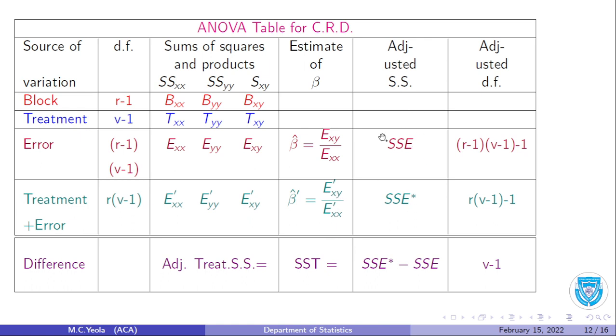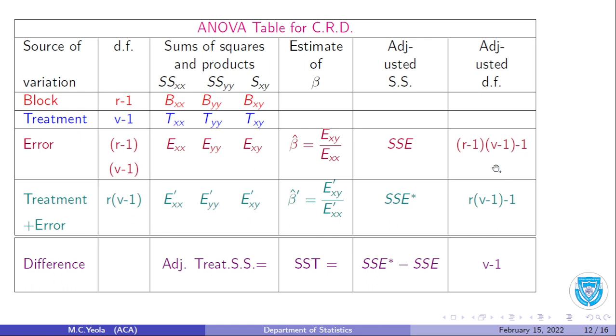Here the adjusted sum of squares we call SSE star, and the adjusted degrees of freedom for error is this, because we have estimated one more parameter, beta, so 1 degree of freedom gets reduced here. So it is R minus 1 into V minus 1, minus 1. The actual degrees of freedom is this, but because we have estimated one more parameter, beta, 1 degree of freedom is reduced, and we call it the adjusted degrees of freedom. Similarly here also, this is our actual degrees of freedom, we subtract 1 and get the adjusted degrees of freedom here.